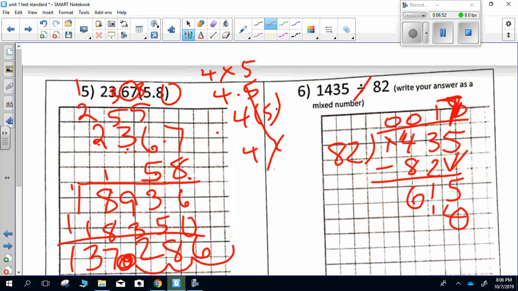7 times 2 is 14. Carry the 1. 7 times 8 is 56, plus 1 is 57. So it's 574. Subtract, I get a 1. Borrow, I get a 4.